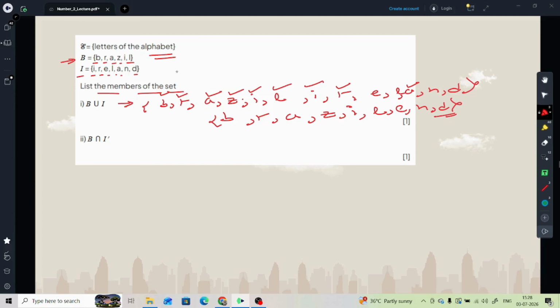And then it is about B intersection I. So we'll be just seeing the common elements between both. B is not common, R is not common, A is common, Z is not common, I is common, L is common. So the intersection part will be what?